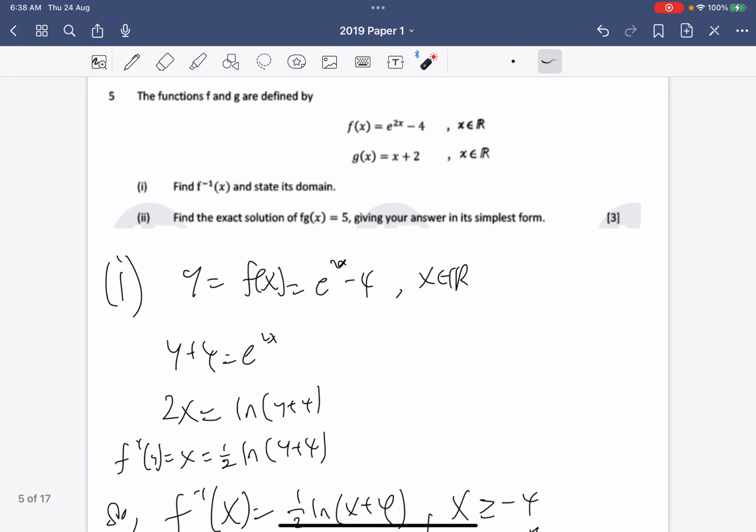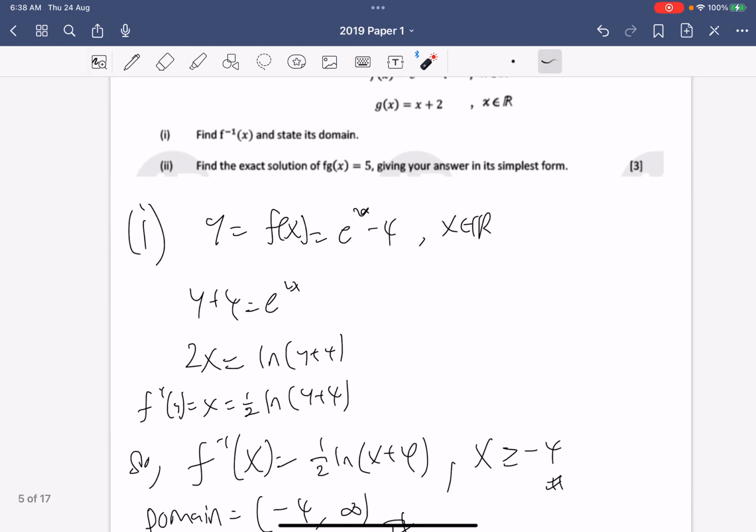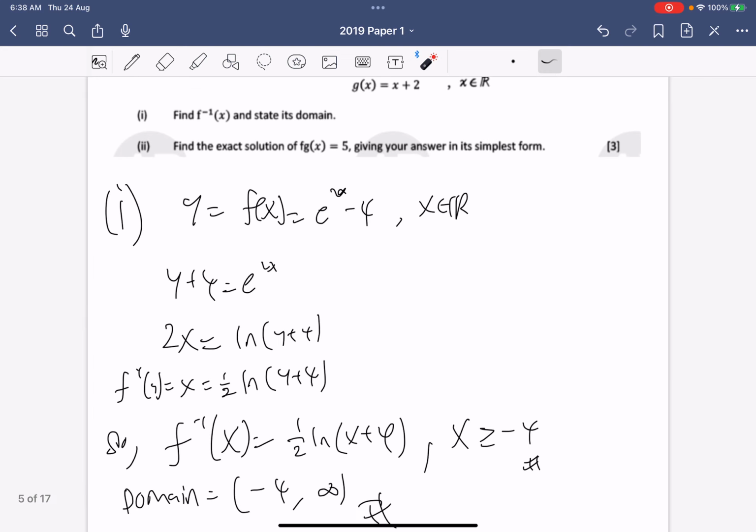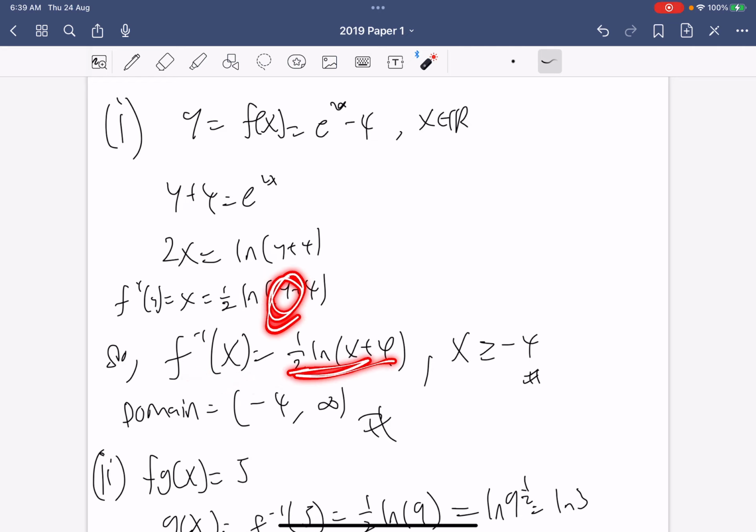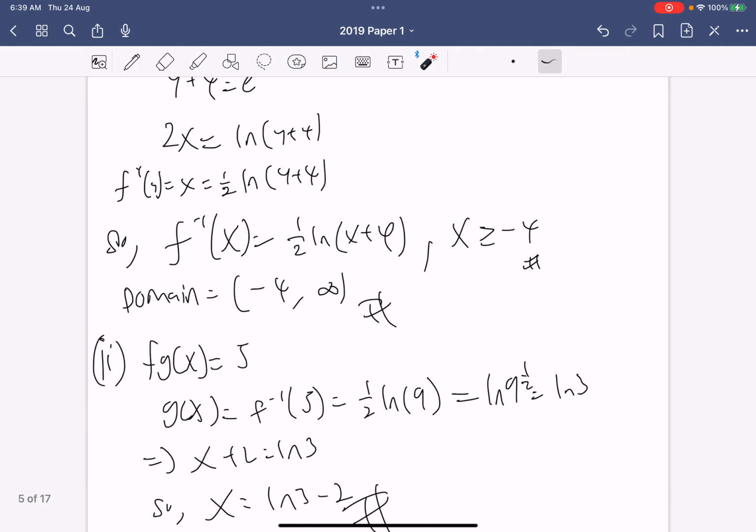So we know that y equals f(x) equals e^(2x) minus 4, so we just need to make x in terms of y. So we bring the 4 over, then we take the ln of it, so you can get rid of the e, and then you just divide by 2. So we know that f inverse y equals x, which equals half ln(y plus 4). So f inverse x is just replacing this y with x. So it's half ln(x plus 4), and x is larger or equal to minus 4.